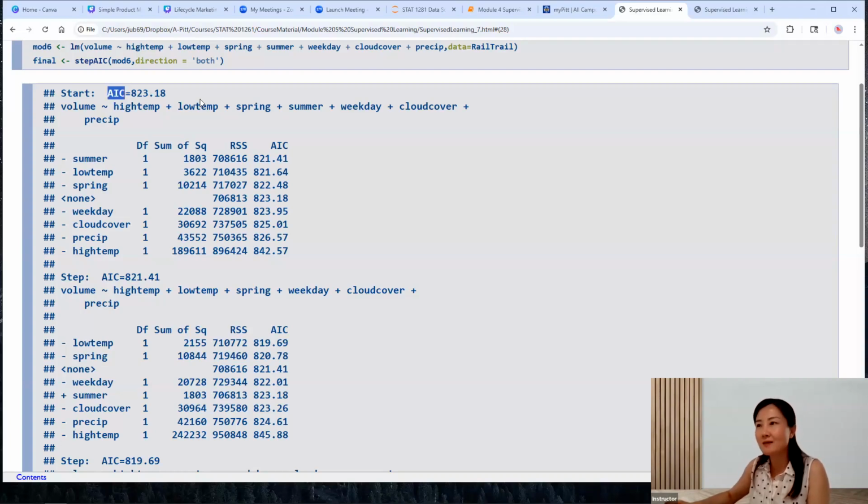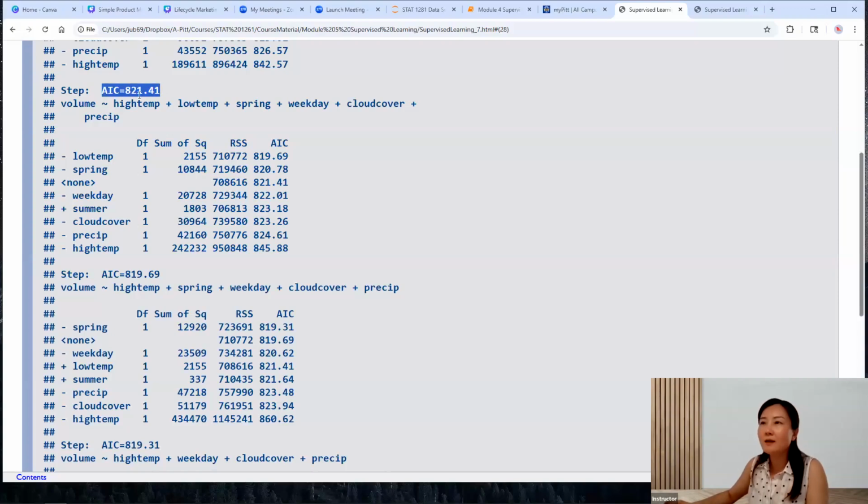So this is the starting value of AIC. At the first step, it will try everything. Because we start with a full model, you can only remove variables. So it will try to remove summer only, and you see AIC is reduced to 821.41. Originally it was 823.18. And if we remove low temperature, AIC will be this. It automatically ranks the new AIC from smallest to largest. Apparently removing summer is the best option because it reduces AIC to the smallest value. And this is the first step.